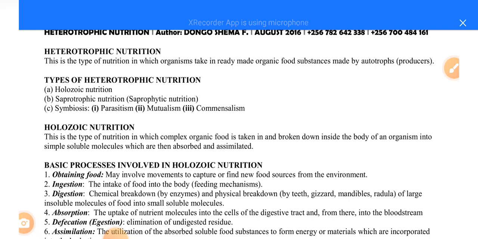The types of heterotrophic nutrition we have are holozoic nutrition, saprotrophic or saprophytic nutrition, symbiosis, parasitism, mutualism, and commensalism. We are going to look at them one by one. Let us begin with the first one, which is holozoic nutrition. This is the type of nutrition in which complex organic food is taken in and broken down inside the body of an organism into simple soluble molecules, which are then absorbed and assimilated.